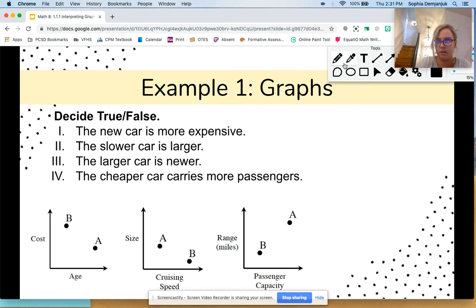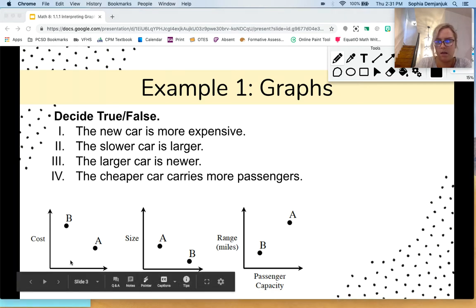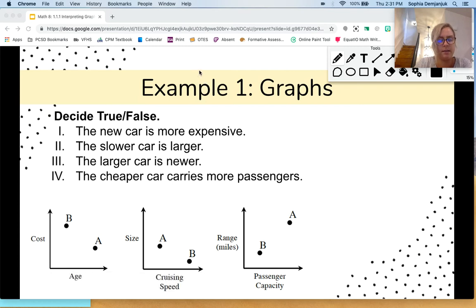I am going to take my pen, and I'm looking at this first graph down here. Down below right here is age. And I know that A is farther to the right in age. The farther right we go on a graph, our numbers are getting bigger. And if we're talking about a bigger age, we're talking about older. So right now I know that A is older, making B younger.